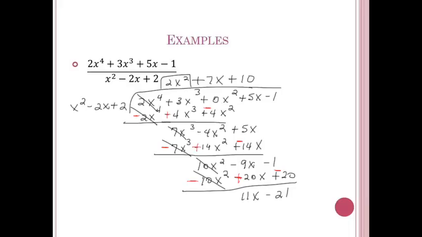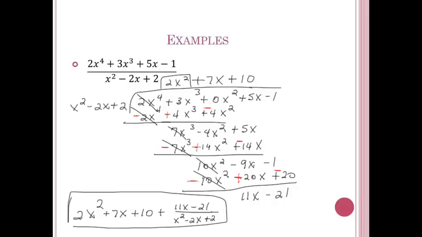Okay. So our final answer is 2x squared, plus 7x plus 10, and then plus, and I want that last as a fraction, and it's going to be 11x minus 21 over the divisor, which is x squared, and that's the denominator in your original problem, plus 2. And so that's your final answer for this long division problem.